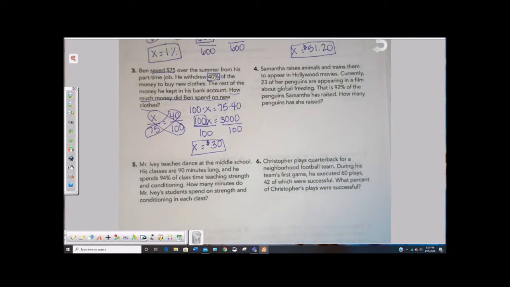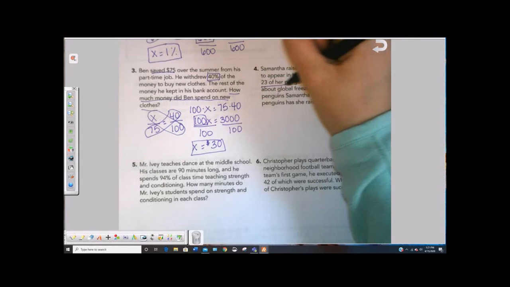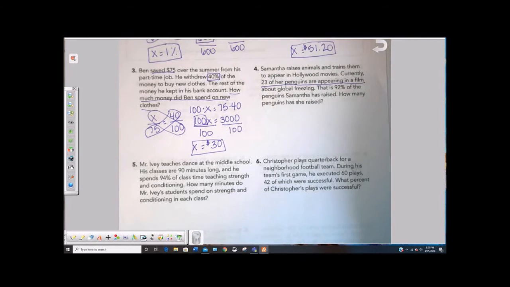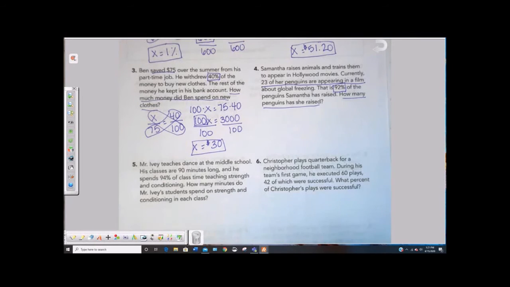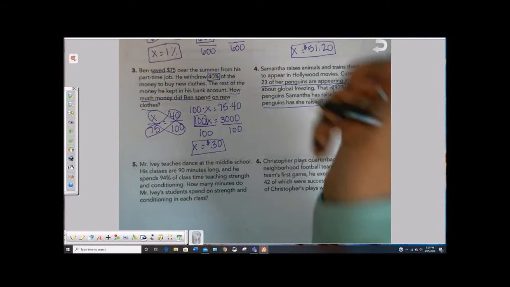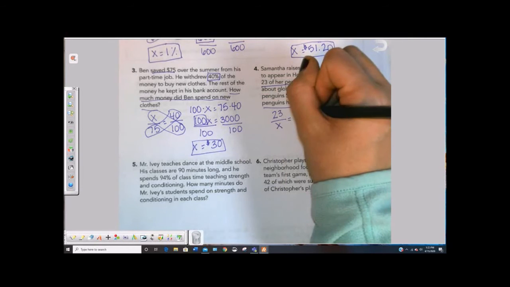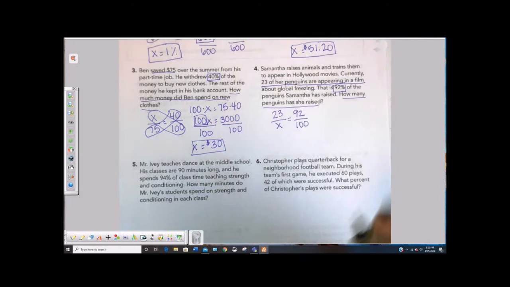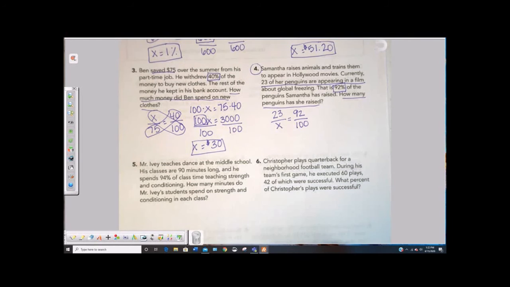Number 4, Samantha raises animals and trains them to appear in Hollywood movies. Currently, 23 of her penguins are appearing in a film about global freezing. That is 92% of the penguins Samantha has raised. How many penguins has she raised? So we have our percentage. However, now we're trying to find our whole because only 23 of her penguins are on a film. So you're going to have 23 over x equals 92 over 100. And I actually want you to try and solve that one for yourself.